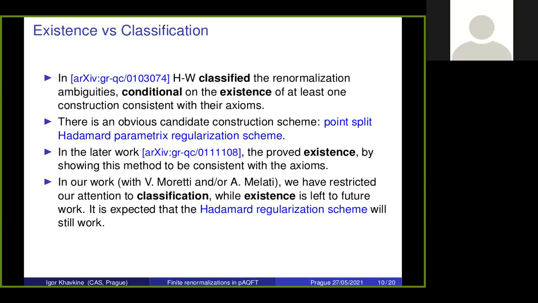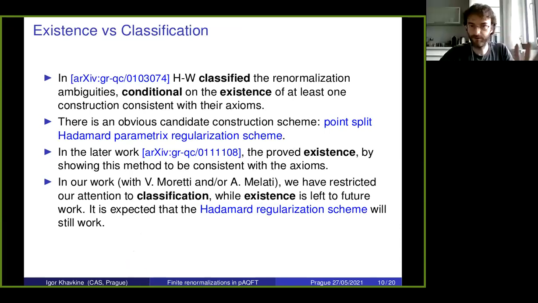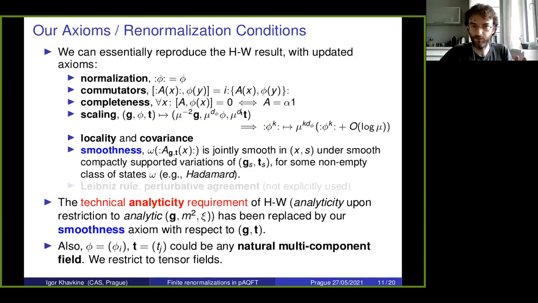Okay, all right. I will skip this part because I don't have time to go into this. Now I'm getting closer to actually describing our results. Here I'm describing the hypotheses under which we're working. We're basically listing the axioms that the Wick products should satisfy, and they're very reasonable axioms, and we believe that they're the right ones.